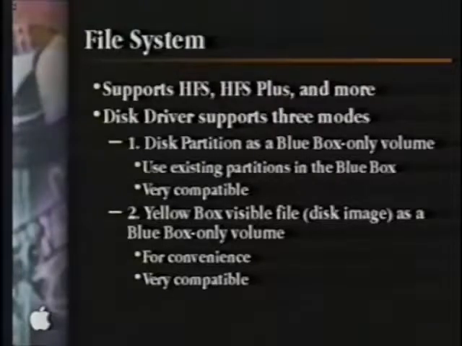Now, if that disk is also showing up in yellow, blue isn't going to see it. Only one person can access these drives directly at a time. If yellow owns the disk, then we have to go shared. We'll talk about that in a second. But this is extremely compatible, and it uses the existing partitions just as they are. And that's, in fact, how we're running the compatibility lab downstairs, with these first 2 modes, the disk partition and this yellow box visible file.